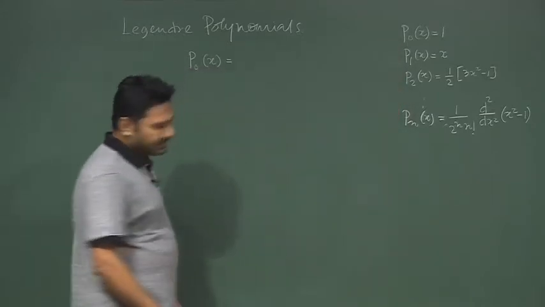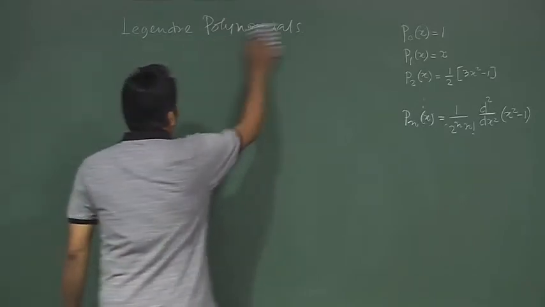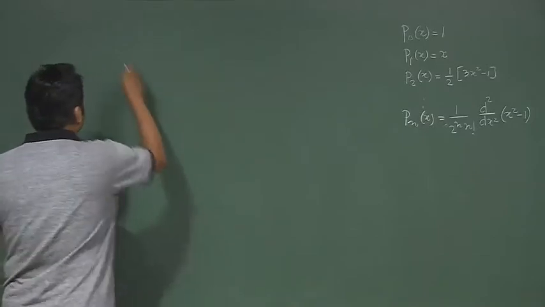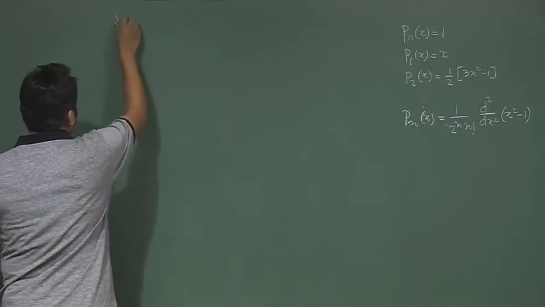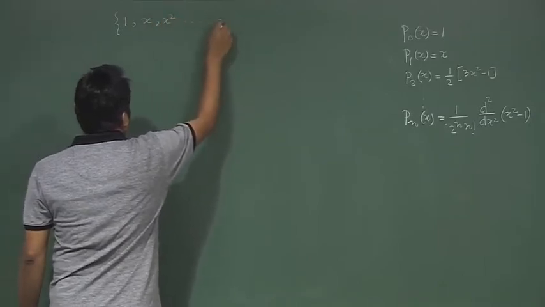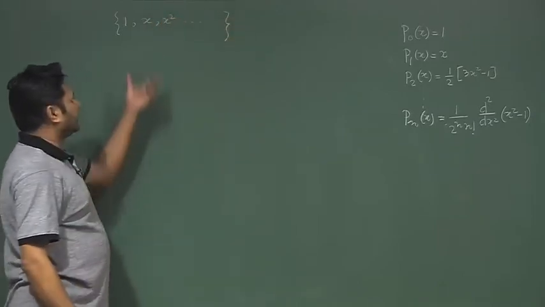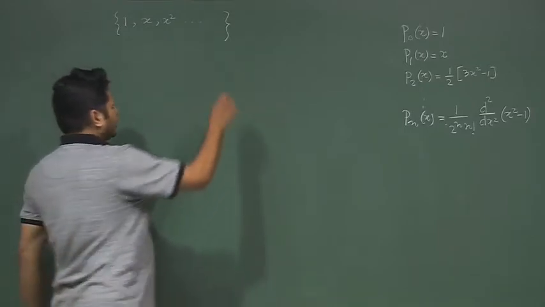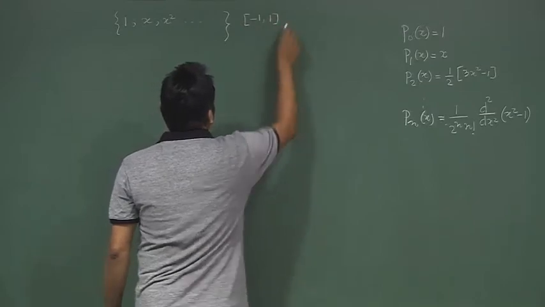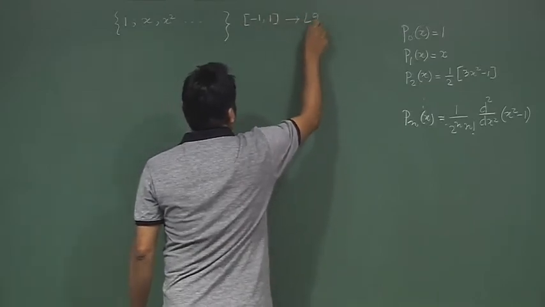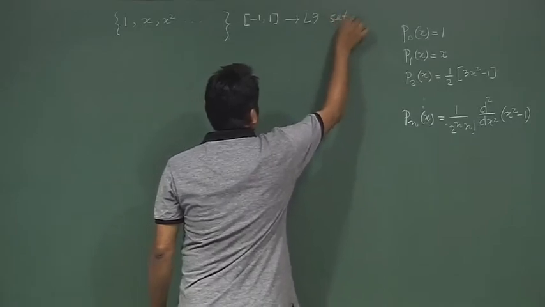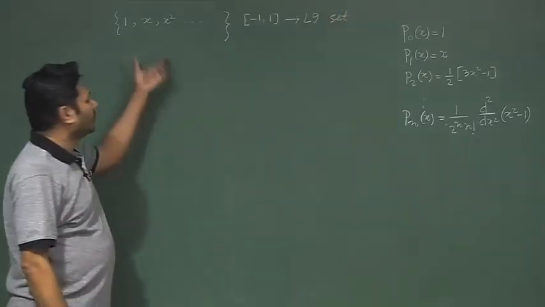So, how many such sets do we find? Let me write it here once again. The very first and fundamental one was 1, x, x squared, and so on, in the range minus 1 to 1. These were a linearly independent set of functions. They are not orthogonal.